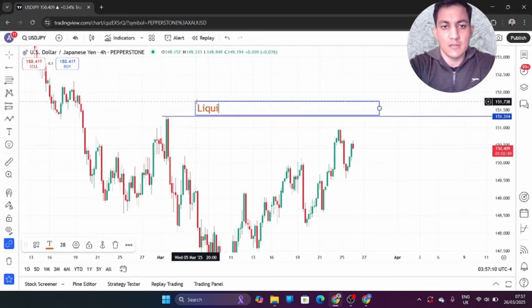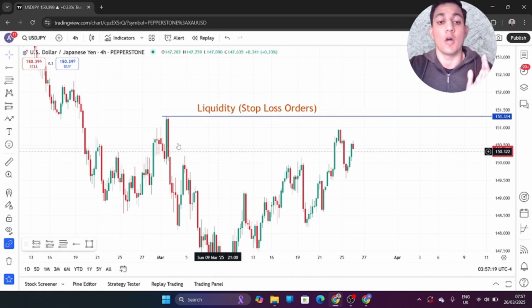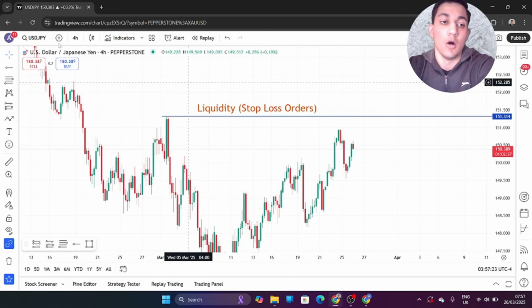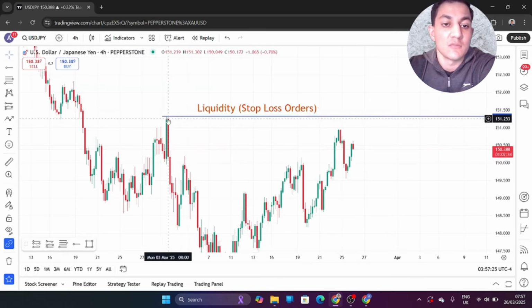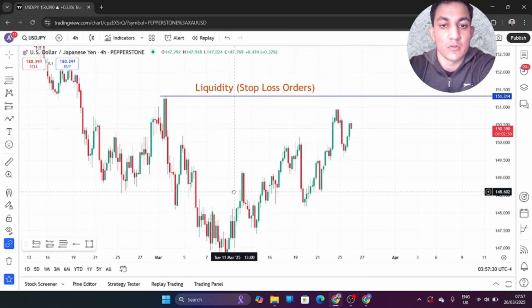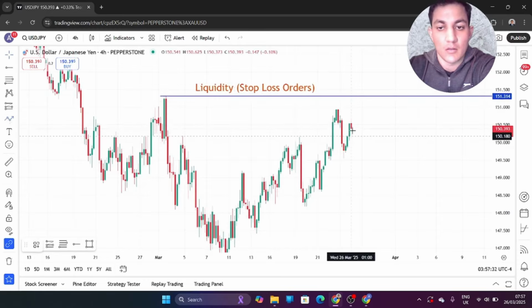So right here is liquidity. And for those who always get confused about what liquidity actually is, it's just stop loss orders, right? It's where the money is, because these large banks and hedge funds can only get into and out of their positions where there are billions and billions of dollars. And on dollar yen, on the 4-hour chart, there are billions of dollars at this high here, right? And at this low here. Very, very important. So price is going to go and target these highs here.